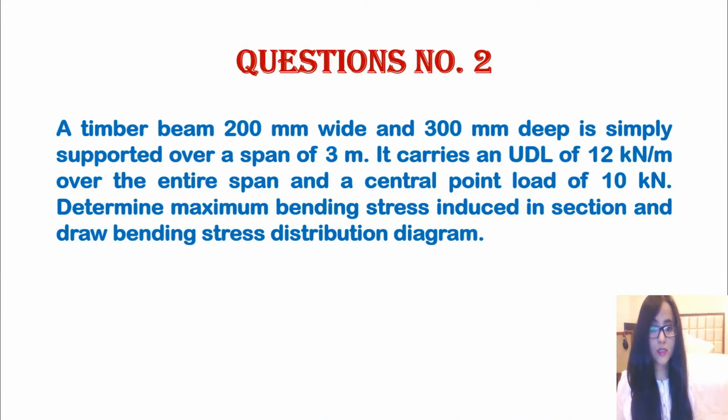Let's solve the second numerical. A timber beam 200 mm wide and 300 mm deep is simply supported over a span of 3 meters. It carries an UDL of 12 kN per meter over the entire span and a central point load of 10 kN. Determine maximum bending stress induced in section and draw bending stress distribution diagram. Again in here, as we solved the first numerical, similarly here also we first need to draw what is given. Then after that we need to find the maximum bending stress induced in the section. So let us get started.